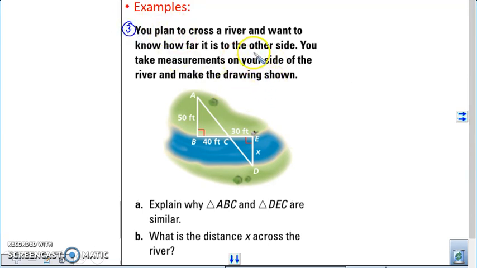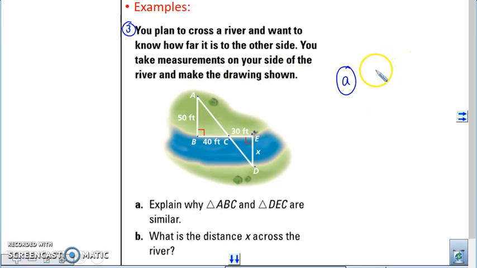You plan to cross a river and want to know how far it is to the other side. You take measures on your side of the river and make a drawing shown. Explain why triangles ABC and DEC are similar. Okay, we have to choose, are we going to only look at angles, or do we have to look at angles and sides? Since these are triangles, the only thing we need to know is, are the angles all equal, or at least two of them?